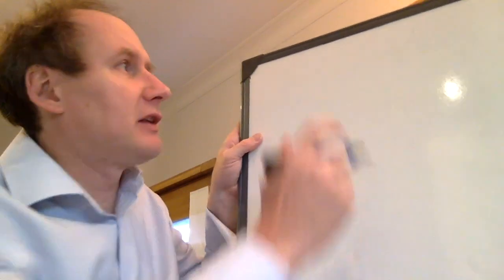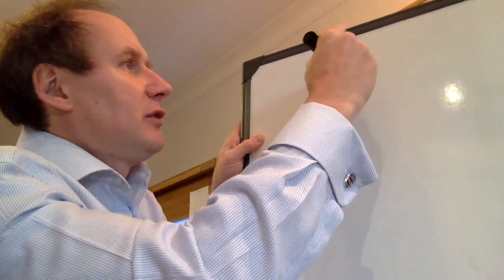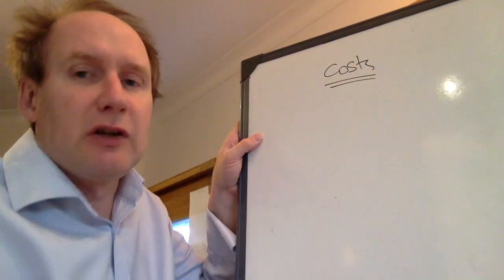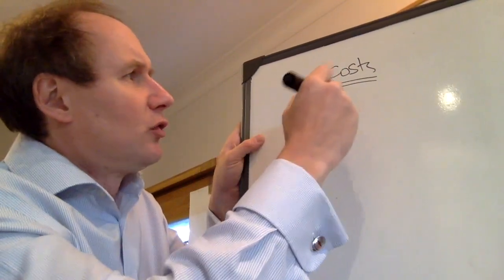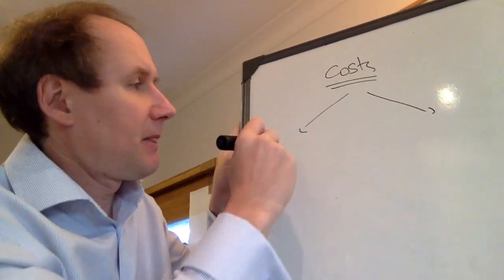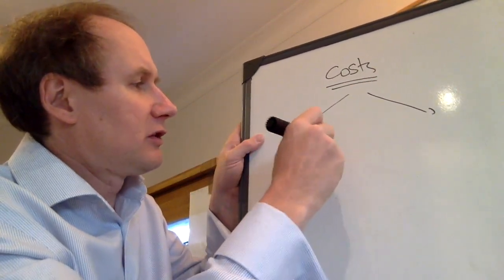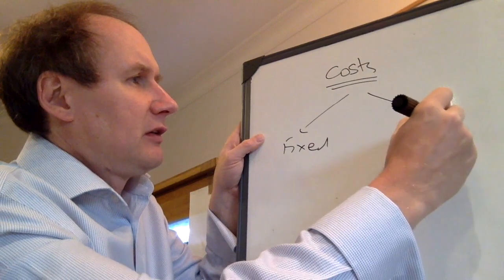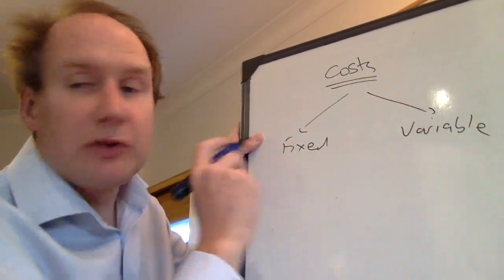So what we said is, well, okay, let's have a think about costs. And we looked at various businesses, we looked at Dover Brooks and so on. And we said that in the short run, particularly, we can classify our costs into two types. On the one hand, there are fixed costs, and on the other hand, there are variable costs.